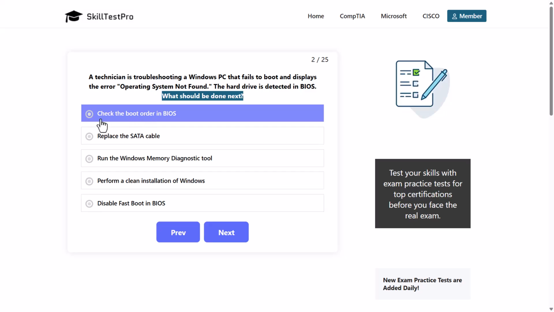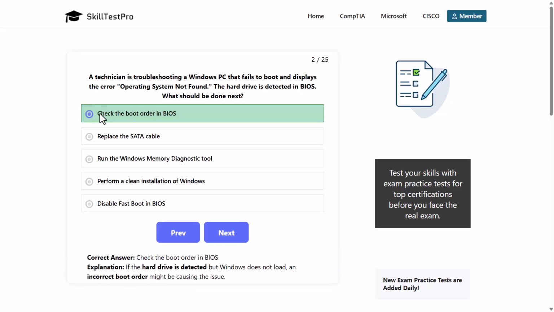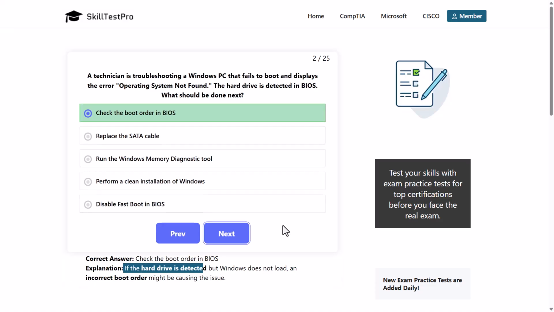So first what we would do, we would open BIOS and check the boot order, from which HDD or which SSD it is booting our PC, and whether our operating system is installed on that particular hard disk drive or solid state drive. If the hard drive is detected, but Windows does not load, an incorrect boot order might be causing the issue.